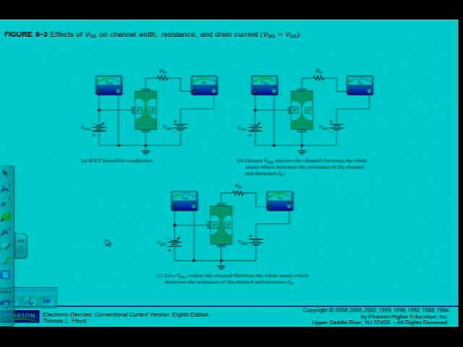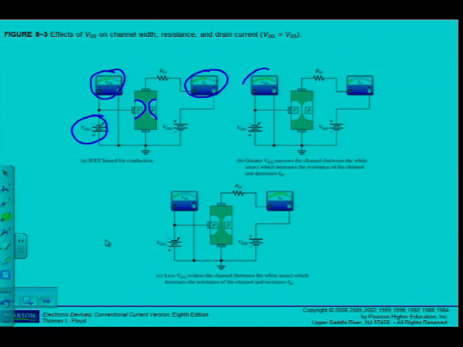Alright, how does it work? If we go and look at figure 8.3, they show us here the effects of VGS on channel width, resistance and so forth. What it basically comes down to, if VGG, which is my reverse biased voltage, for a specific voltage, you can see here that these depletion regions between the P and N-type materials grow. Alright? And I have a certain amount of current. But it will become more clear in the B section.